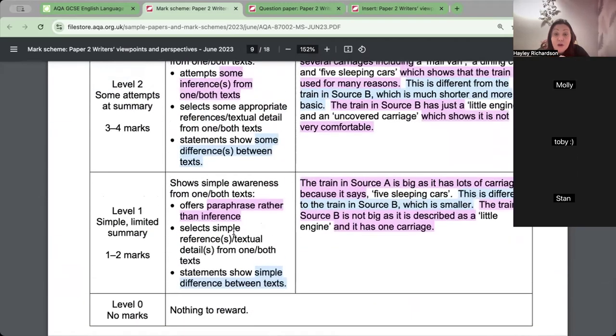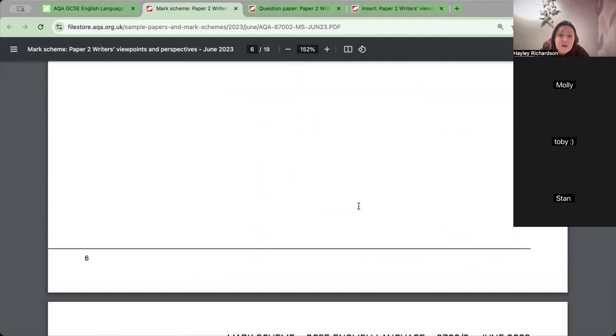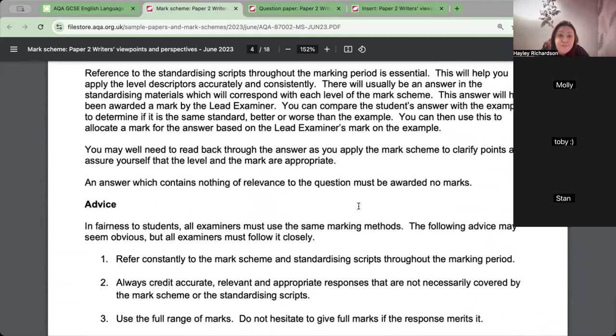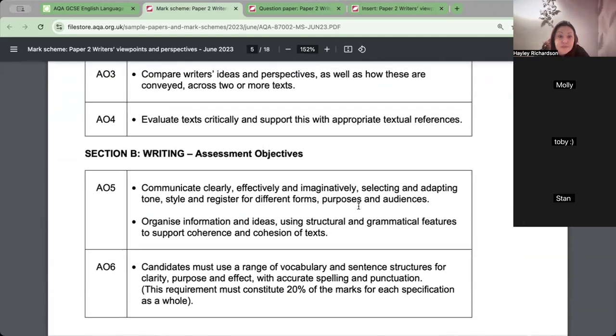So a level 1 answer here: the train in source A is big as it has lots of carriages because it says 5 sleeping cars. This is different to the train in source B, which is smaller. The train in source B is not as big as it is described as a little engine, and it has 1 carriage. All of that is true. All of that is valid. But when you think about what it was asking us to look at earlier on the mark scheme, where's it gone? There it is.